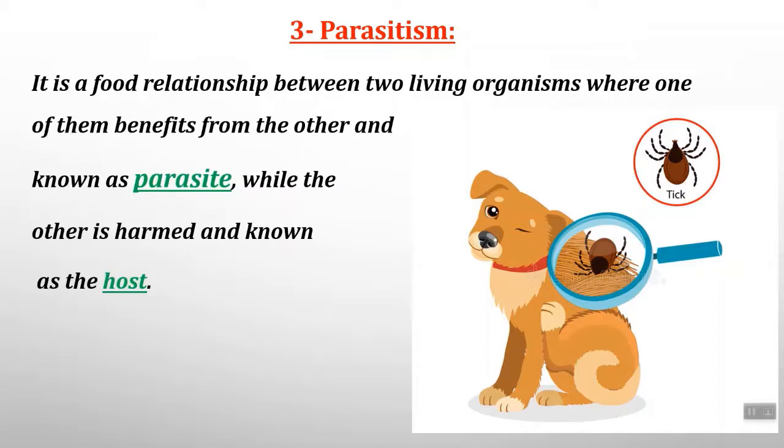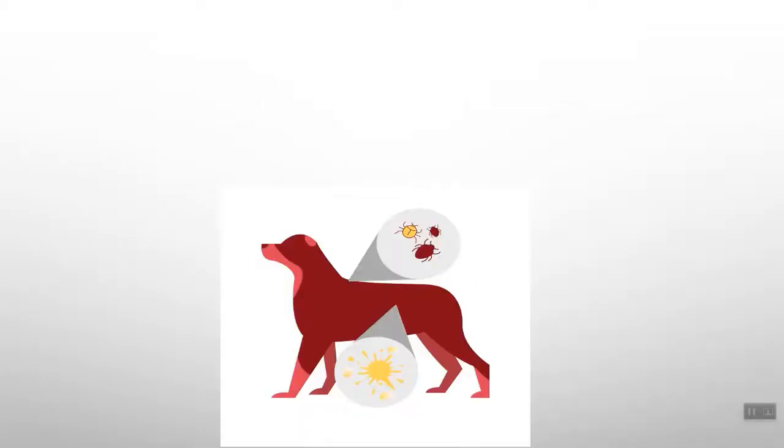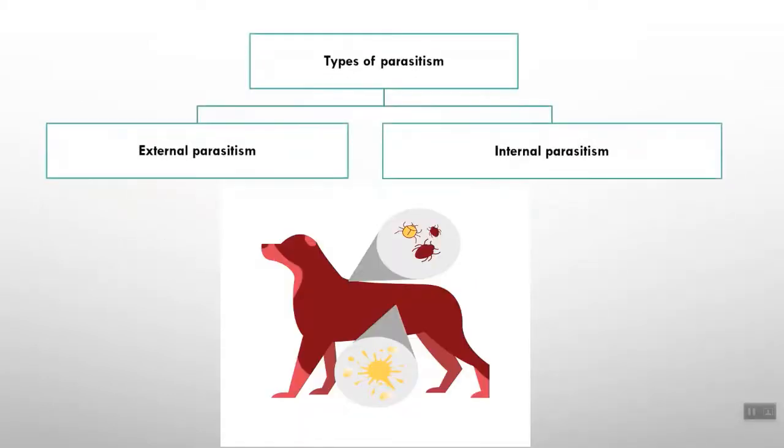The one that gets benefit, as the tick, is called the parasite, and the other one that is harmed is known as the host. The relationship between the tick and the dog is the parasitism relationship. And we have two types here. We have two types of the parasitism: external parasitism and internal parasitism.